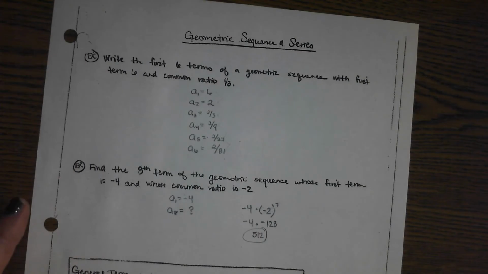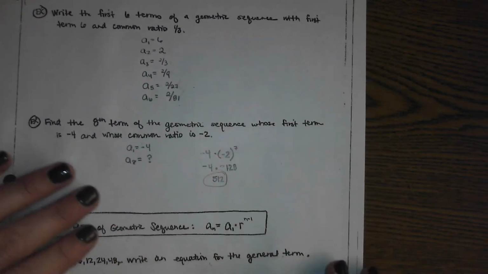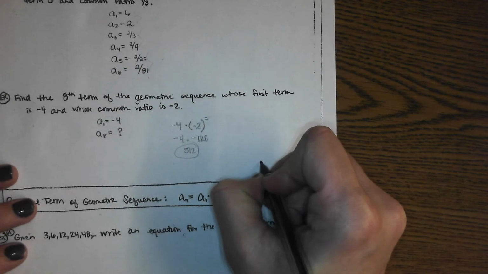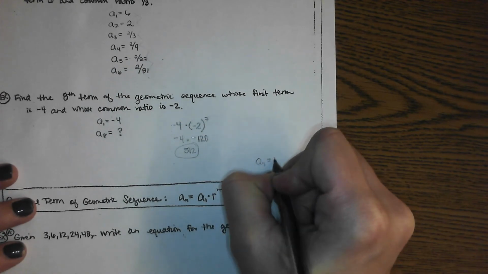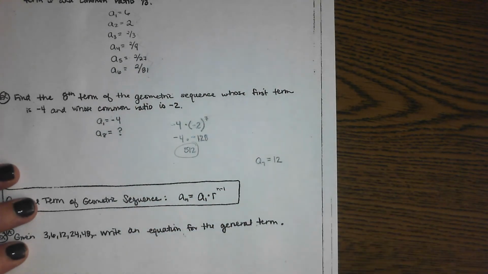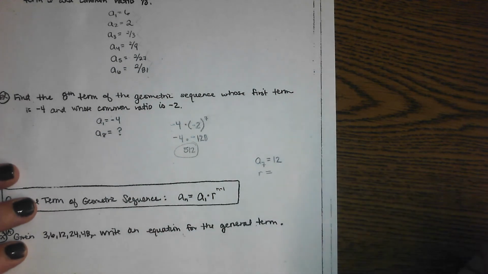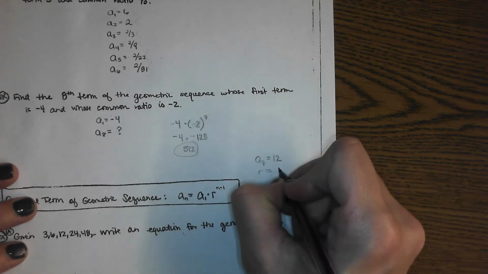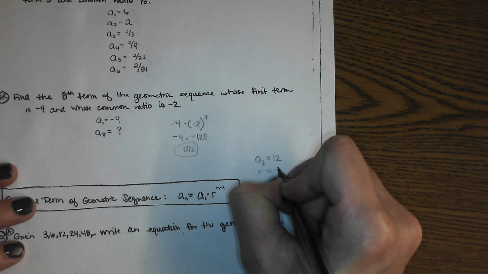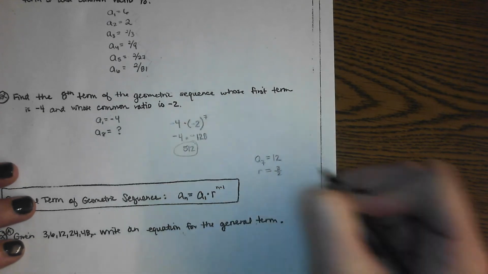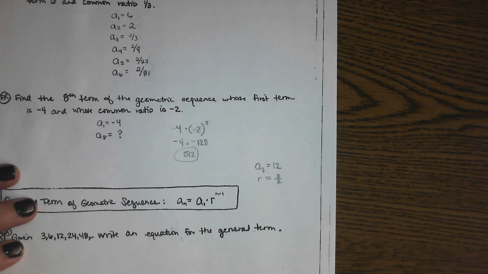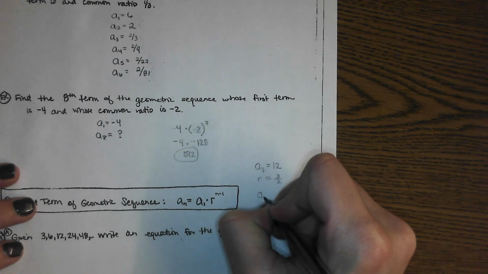It does get tricky if you don't know the first term. So, let me do one for you. What if I tell you that the 7th term is 12, and the common ratio is, I don't know, I'm going to give you one where you need a calculator. The common ratio is 3/2. And then I ask you, what's the 20th term?